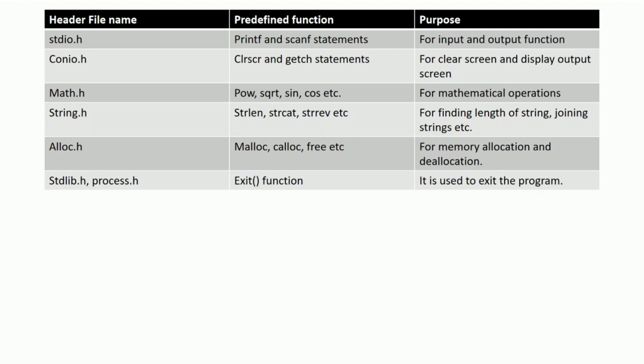Now for allocating memory and deallocating memory, predefined functions malloc and free are used, and for that it is necessary to define header file alloc.h in the documentation section. As and when we perform codes, we will see the usage of different header file names with their purpose. And the next header files are stdlib.h and process.h, which are used for the exit function, a predefined function used to exit the program.